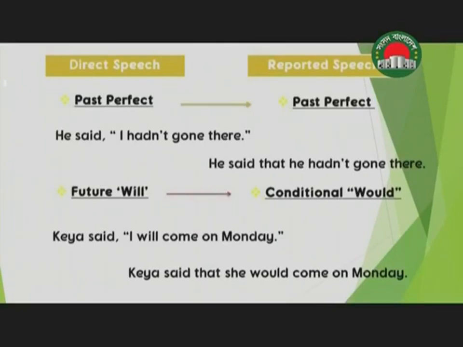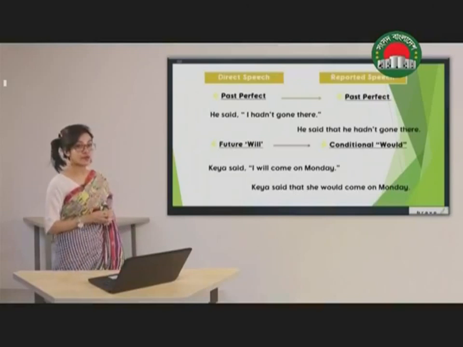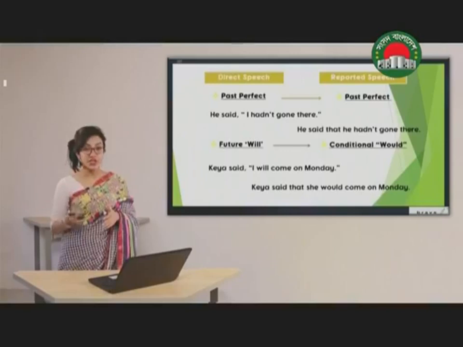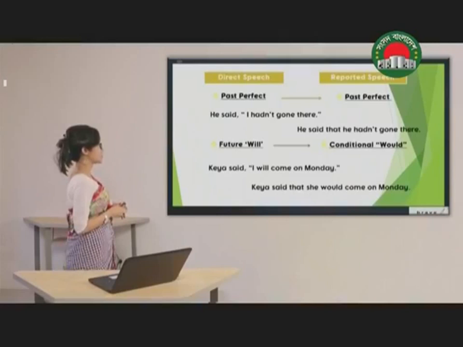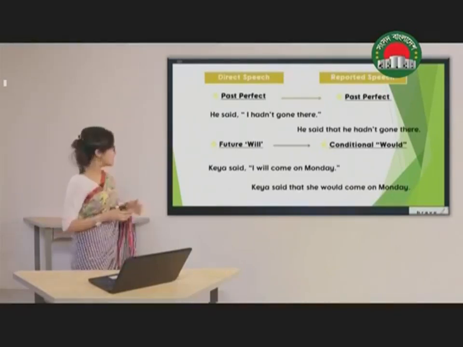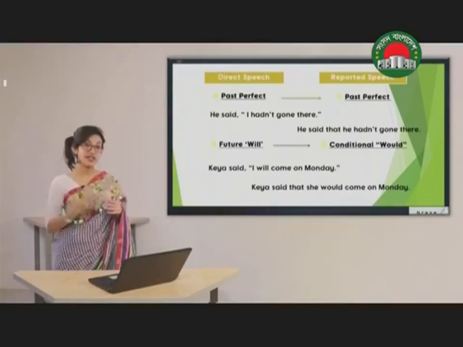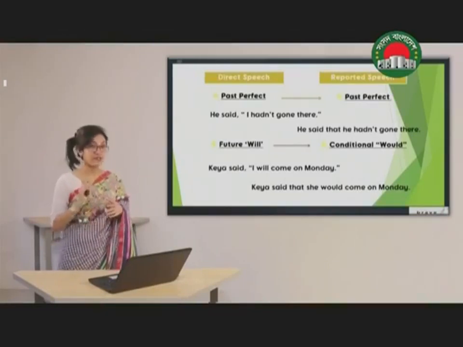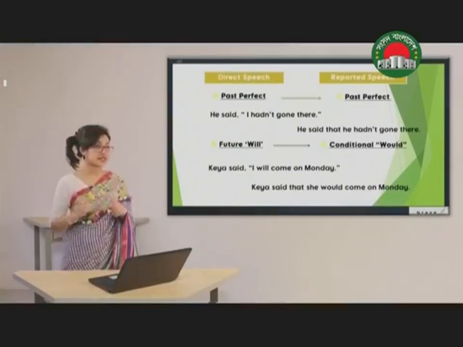Now what's going to happen if you have past perfect tense? The interesting thing is, if you have past perfect tense in direct speech, the tense is going to be unchanged in indirect speech. For example, he said, "I hadn't gone there." What can you see in indirect speech? We can see that he said that he hadn't gone there. That means the past perfect remains unchanged. Keep that in your mind. If you have past perfect in direct speech within the inverted comma, then don't change the tense.